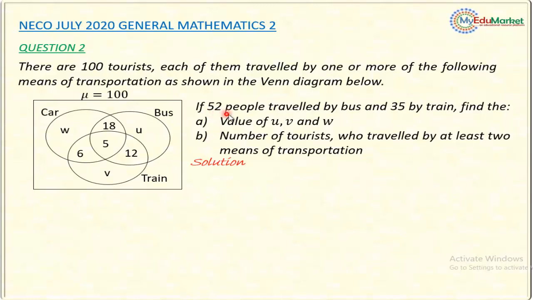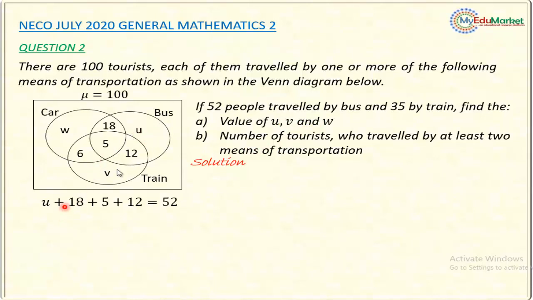But the question says 52 people traveled by bus. This is the circle for bus. 52 of them traveled by bus, which means everything inside this very circle for bus, if I add everything inside, it must give me 52, because it says 52 traveled by bus. So total of everything inside this circle must be 52. So let me do that so that it will enable me to get my U, because the very first question asked us to find the U, V, and W. So let me start with U.